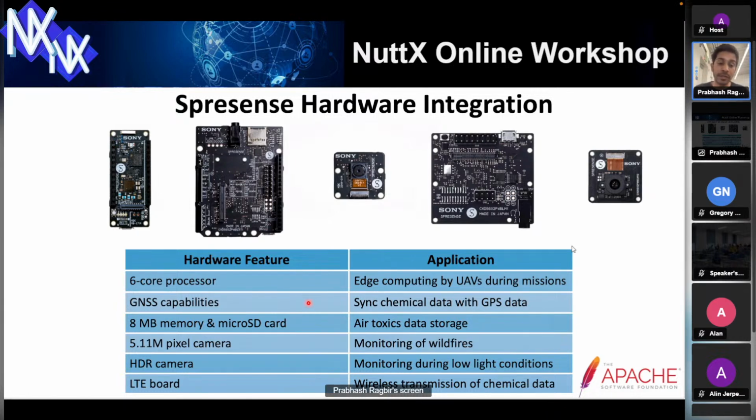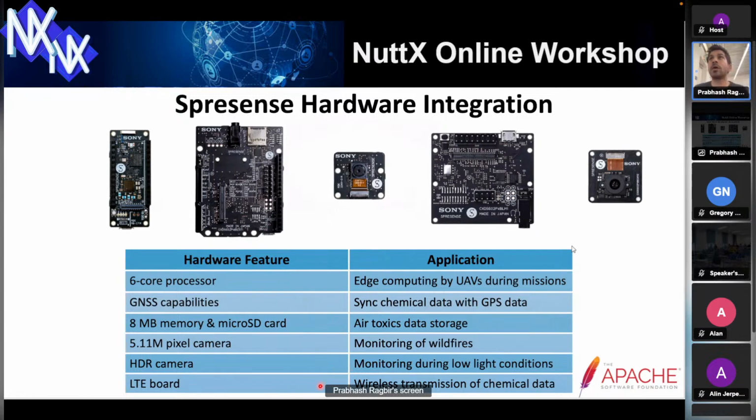The GNSS capabilities are very useful to us. It allows us to sync the chemical data with GPS data, and I will show you some of these results in the next few slides. So we can see exactly how these chemicals are distributed in space by syncing it with the GPS data in 3 dimensions. The storage is very useful for storing our data, and when we get more into detection, we will be implementing not just the original camera, but the HDR camera as well for monitoring during low light conditions.